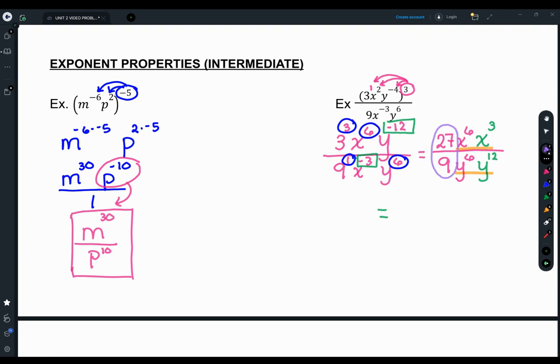27 divided by 9 is 3. And then because these are the same base and we're multiplying, that means we can add our exponents. And so we're going to go 6 plus 3, which is 9. And then we don't have a number on the bottom. We've got a y though. And we're going to go 6 plus 12, which is 18. And so my final answer for our example 2 would look like this.